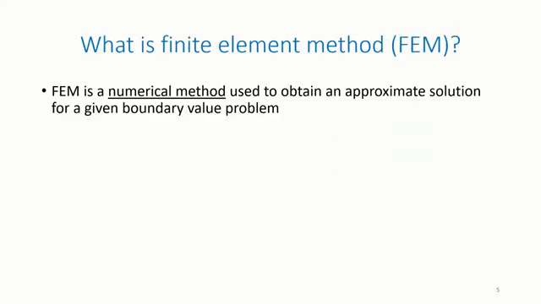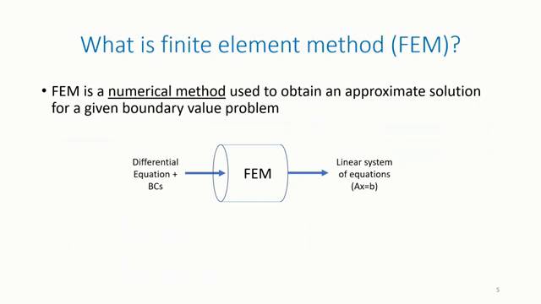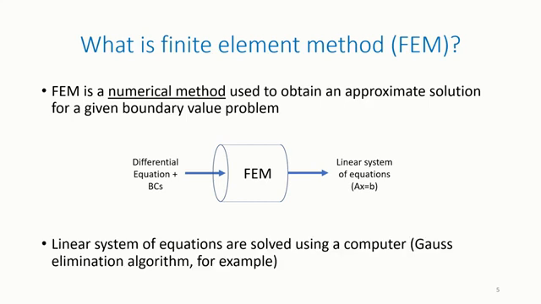FEM is a numerical method which is used to obtain approximate solution for a given boundary value problem. This is what it does. It takes the boundary value problem and converts it into a linear system of equations of the form Ax equal to b. All those complicated equations you saw earlier will be converted into simpler forms. And as you know, Ax equal to b could be easily solved using a computer.